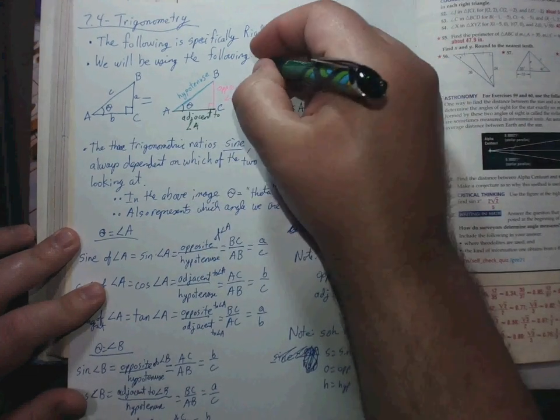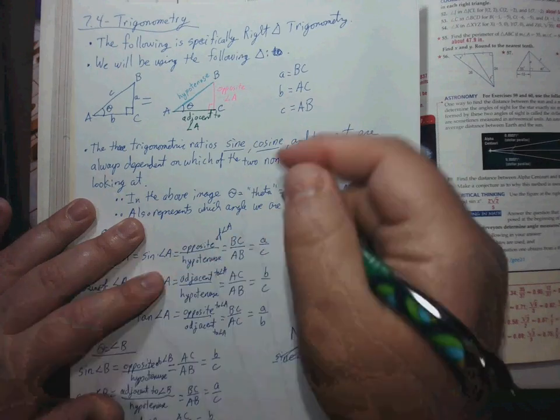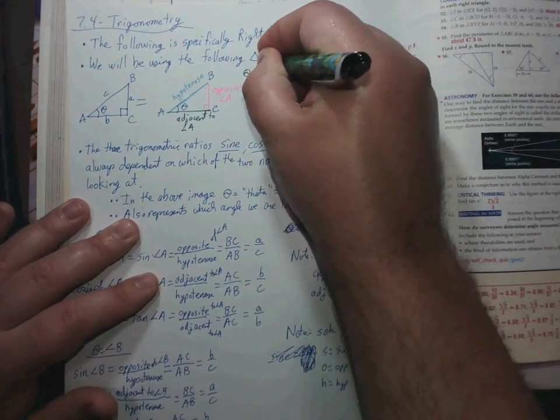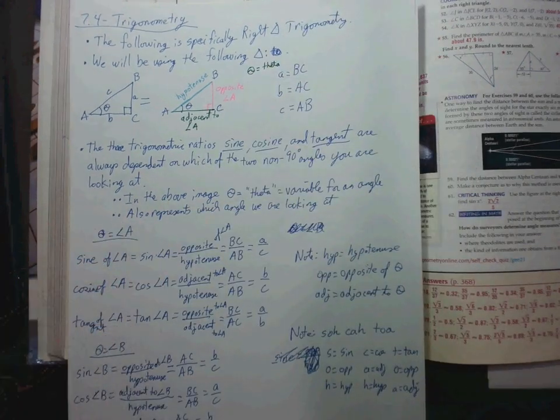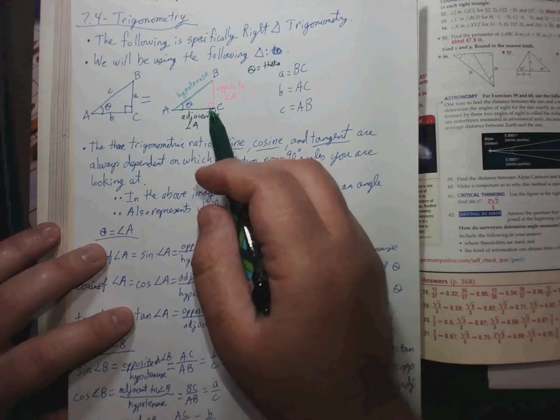Now, this little symbol right here is a little hard to see. That's theta. That's the variable theta. So it just means there's an angle here. And specifically, it means what measure it is, but we're not going to talk about that just yet.